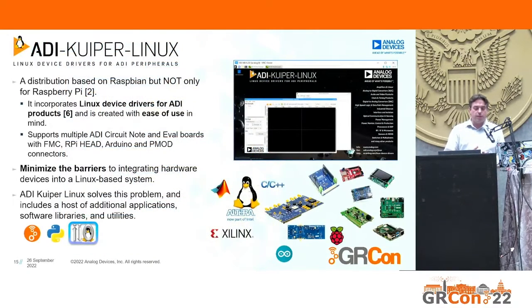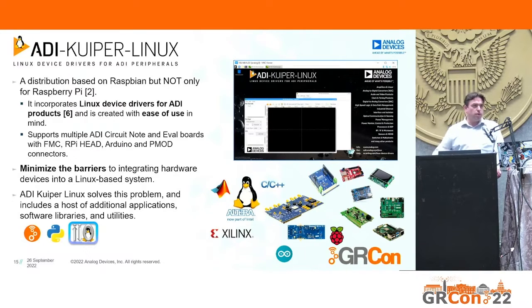So the presentation is named Kuiper Linux. So what's so special about Kuiper Linux? It's actually just a distribution based on Raspberry, but not only for Raspberry Pi. So it incorporates Linux device drivers for a lot of ADI products, and is created with easy use in mind. So it supports multiple Circuits from the Lab evaluation boards, FMC boards, Raspberry Pi heads, Arduinos, or PMOD connections. And it's out there to minimize the barriers to integrate hardware devices into a Linux system.